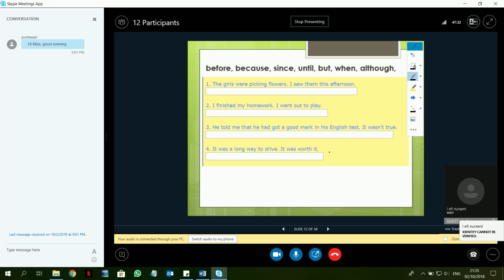So, there are several connectors before, because, since, until, but, when, and although. And I have a sentence, and you need to construct this sentence and put the connector. So there are two sentences, and please choose the best connector and make it into one sentence.